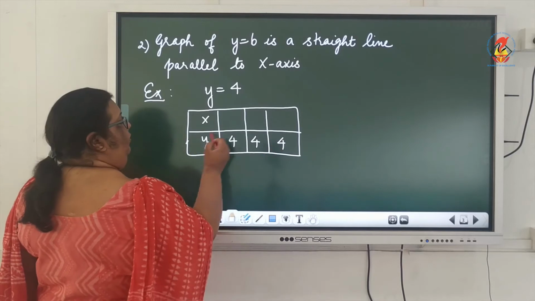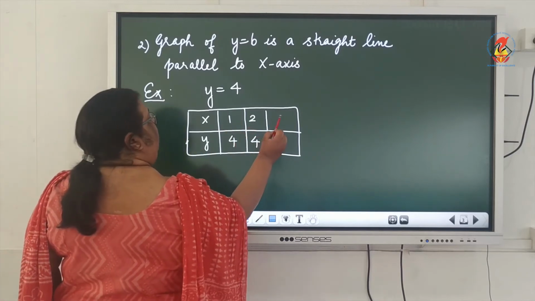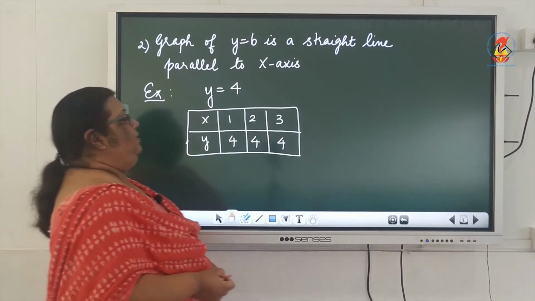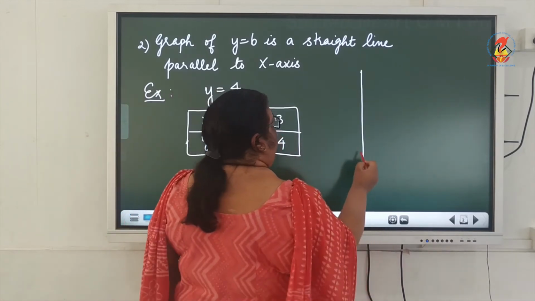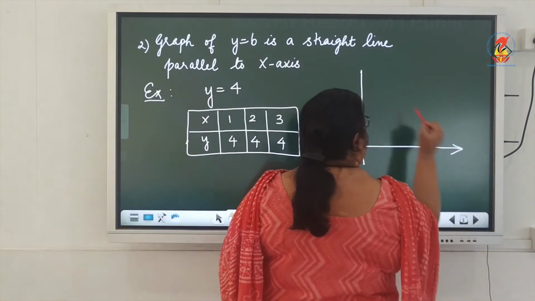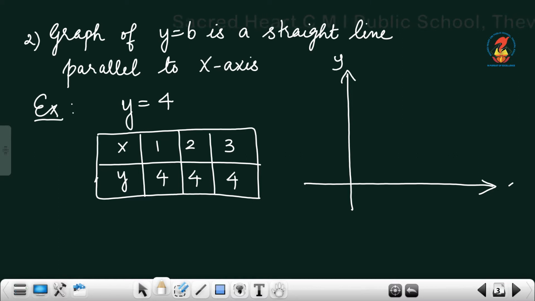Y is equal to 4, so x I can take any values. Now I am going to draw the graph. Y axis, x axis, 0, 1, 2, 3, 4, 1. Mark the points on the x axis and y axis and plot the points.